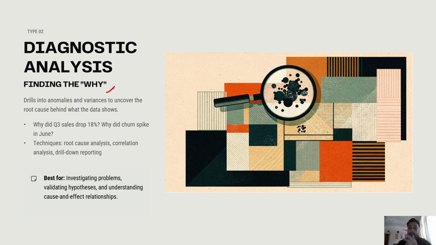Diagnostic is finding the reason why it has happened. So we drill into the anomalies and variances to uncover the root cause behind what the data shows. Like, why did quarter 3 sales drop 18%? Or what might be the reason that customers are churning? For that, we use root cause analysis, correlation analysis, drill-down reporting. It is best for investigating problems, validating hypotheses, and understanding cause and effect relationships.